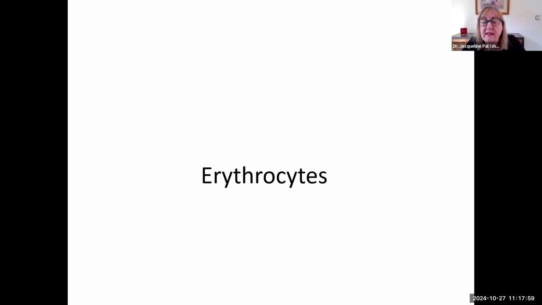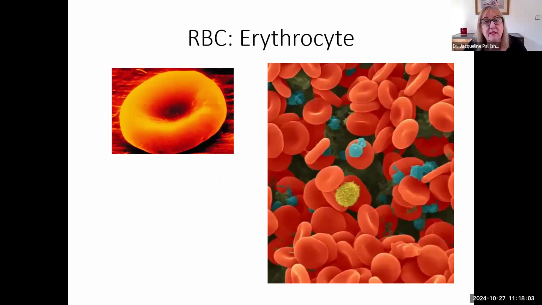Welcome back. In this section, we're going to learn all about erythrocytes. An erythrocyte is a red blood cell. Cyte means cell, erythro means red, so red blood cells. These are pictures of an individual red blood cell, the small one, and on the right is a scanning electron micrograph of blood that has been artificially colored. The red ones are the red blood cells.